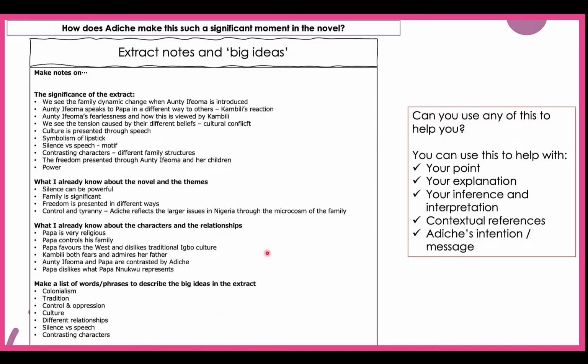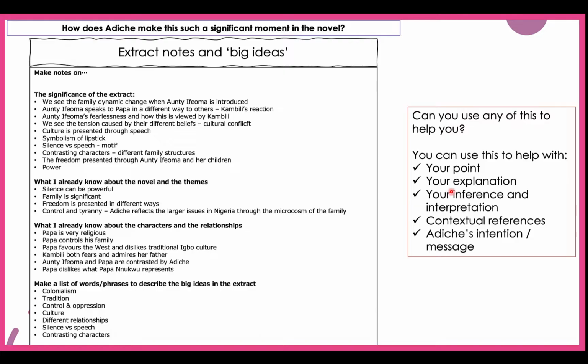So we go back to this, so let's not forget that we have this. So I've made all of these notes. I definitely want to make sure that I can use them, and these can be used to help with your points. So already there's so many different key words in here. We've got freedom, silence, power, control. These are fantastic words to drive some of the ideas in my essay.